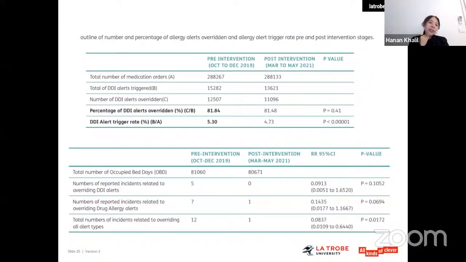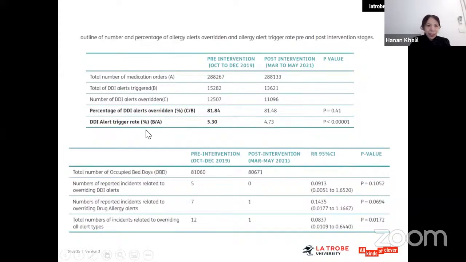So after that, there's just a table of results, and as you can tell here, that's just a pre-intervention and post-intervention. So you can see that the total number of medication audits is more or less the same, but the percentage of alerts overridden wasn't actually significant, which is a good thing, because it just meant that after the intervention, only the specific ones, only the dangerous ones were maintained in the system.